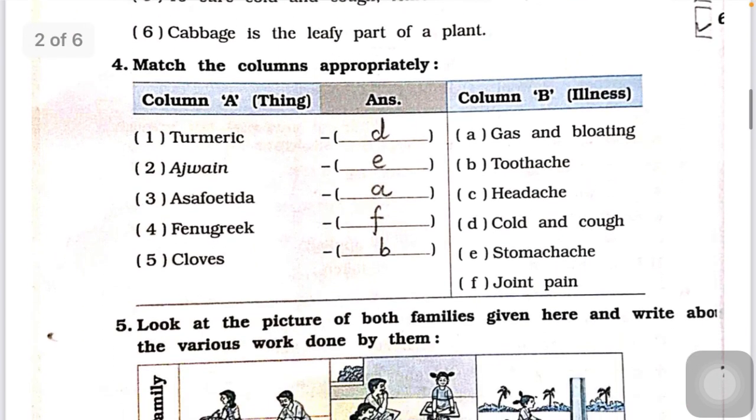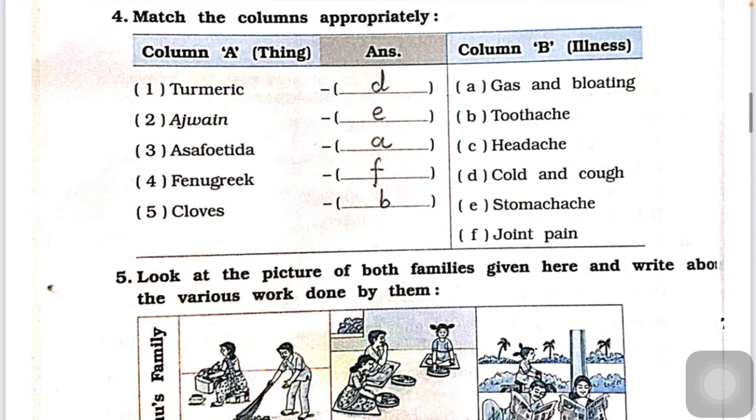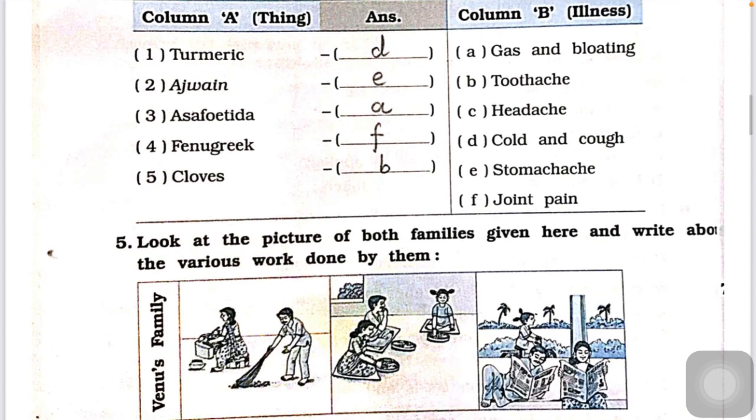Match the following now. Turmeric, we use turmeric when we suffer from cold and cough. Now ajwain, when we suffer from stomach ache, at that time we use ajwain. Now asafoetida, I already told you that we use it for gas and bloating. Now fenugreek, the methi part, is used for joint pain, and the clove, that long, is mainly used when we have pain in the tooth.